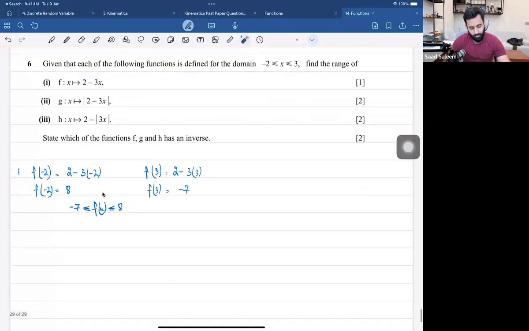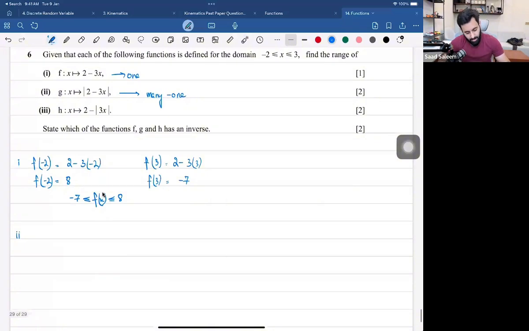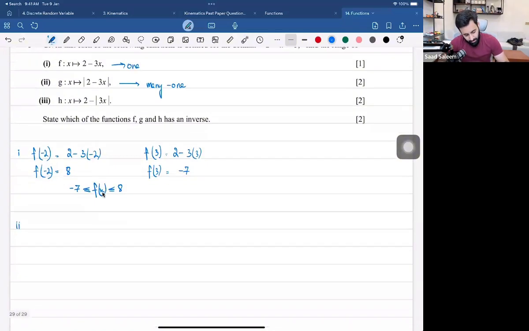Okay, now here's part 2. Part 2 is a little bit tricky. Why is it a little bit tricky? Because we now have a many-to-one function. Okay, remember, this is a one-to-one function. This could potentially be a many-to-one function. Why am I using the word potentially? Because it depends on the domain. The domain will decide whether it's a many-to-one function or a one-to-one function. Naturally, it's going to be a many-to-one, but the domain will decide further whether it's a one-to-one or a many-to-one function.